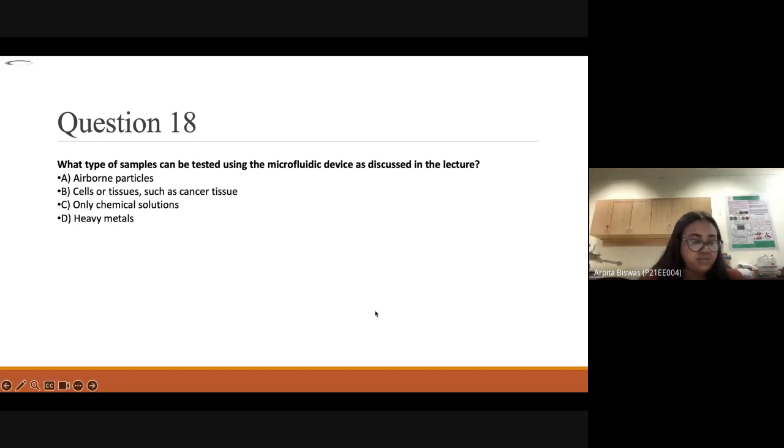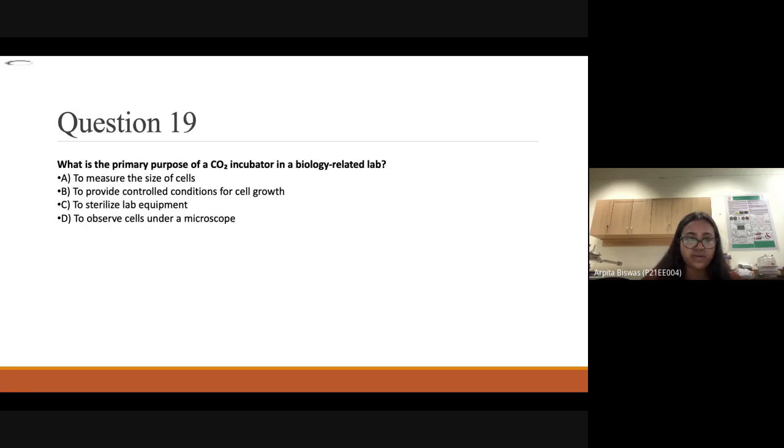So the right option is option B, cells or tissue such as cancer tissue. Okay. So next, move to question number 19.